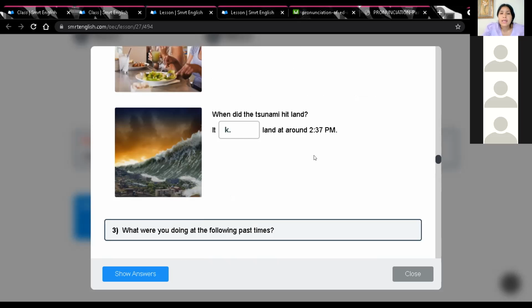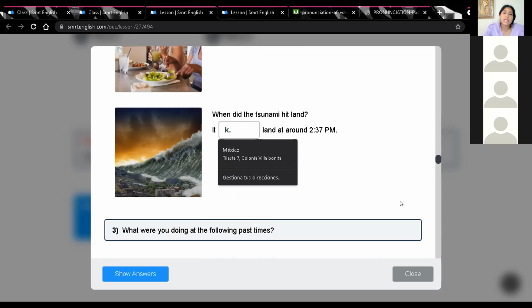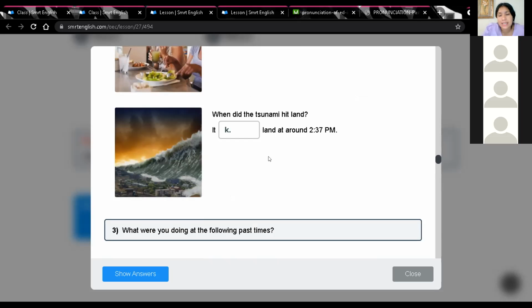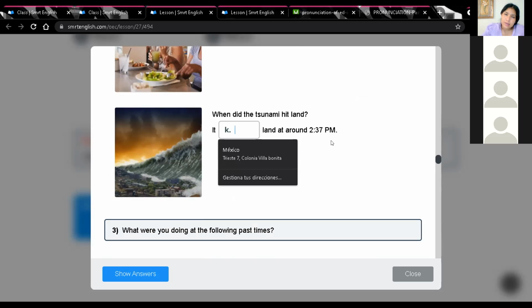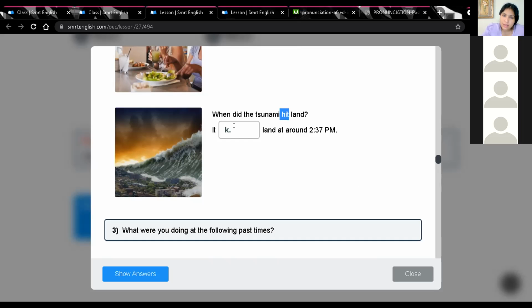Good. And the last one, Guillermo, it says, when did the tsunami hit land? Guillermo, do you have it? It did land at around 2:37 p.m. It's not that, it's the other one. It hit. It hit at, okay. It hit land at around 2:37 p.m.